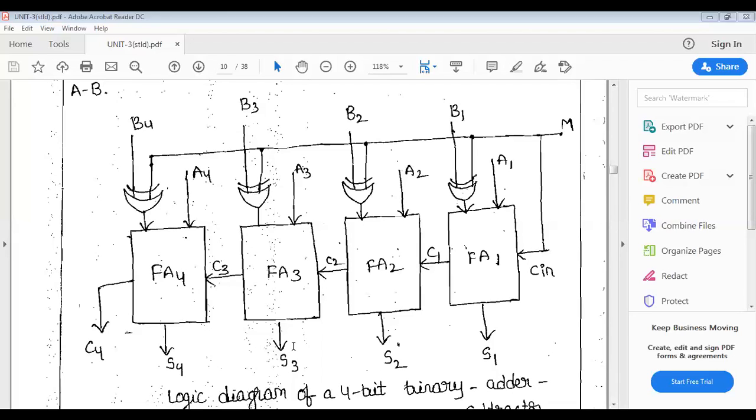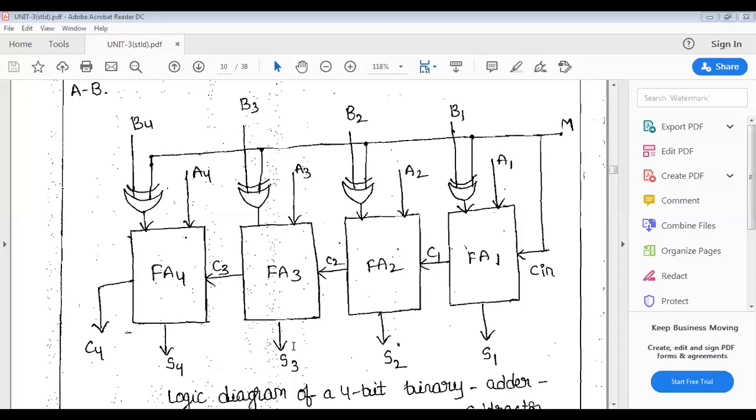The first full adder 1 takes A1 as one bit, and another bit is B1 bar. Why are you getting B1 bar? That is the exclusive OR operation of B1 and 1. The mode operation is 1 now. B1 exclusive OR 1 is B1 bar.